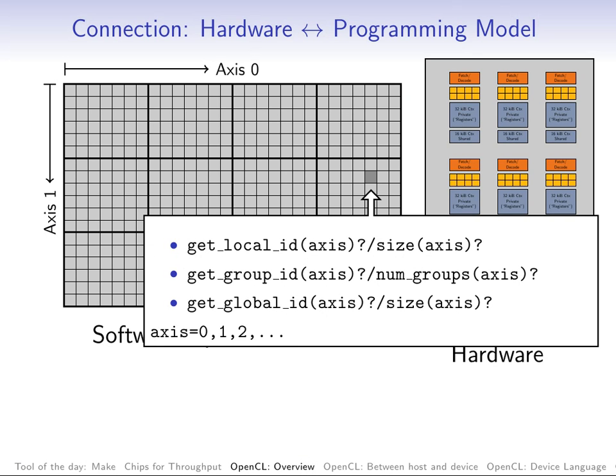So global ID is the index. Say, if you pass a 0, then that's along the x-axis. If you pass a 1, that's along the y-axis. It is the index of this guy relative to the origin of the grid. And the local ID is relative to the origin of its own group. And the group ID is the number of the group in group units relative to the origin of the grid. So let's practice.